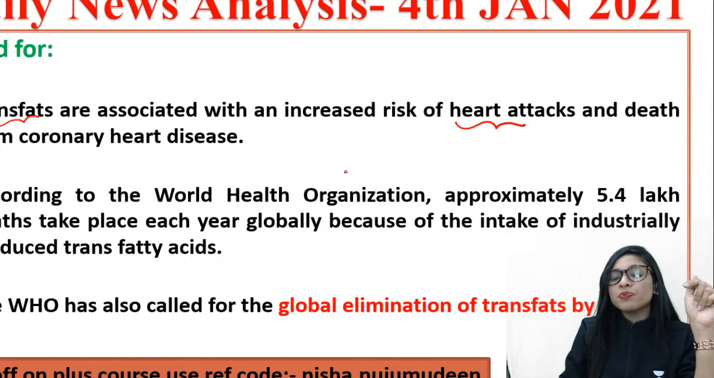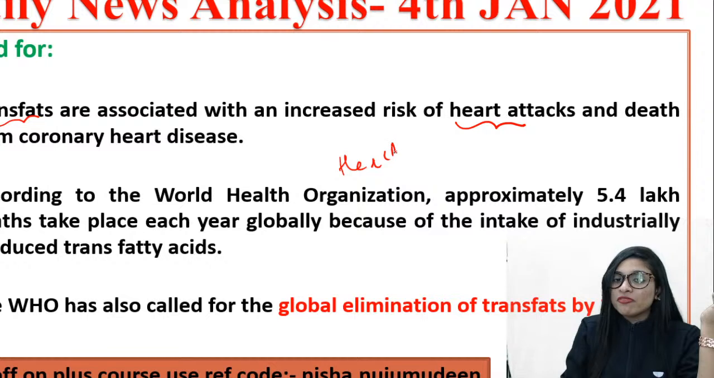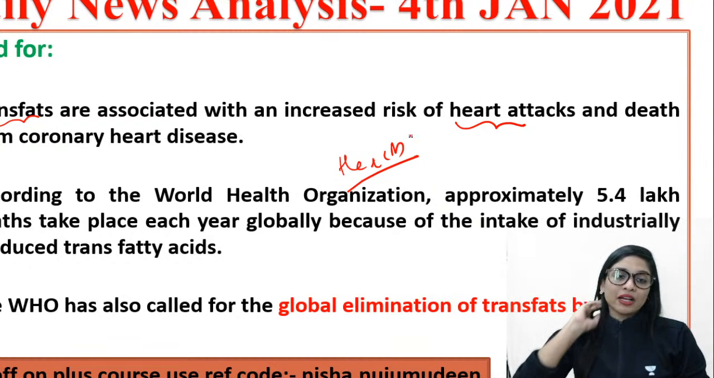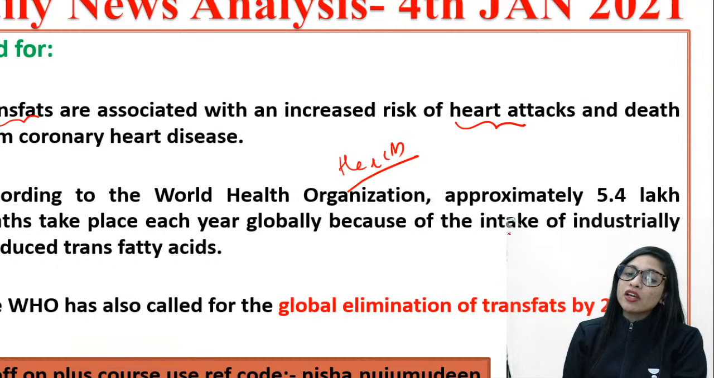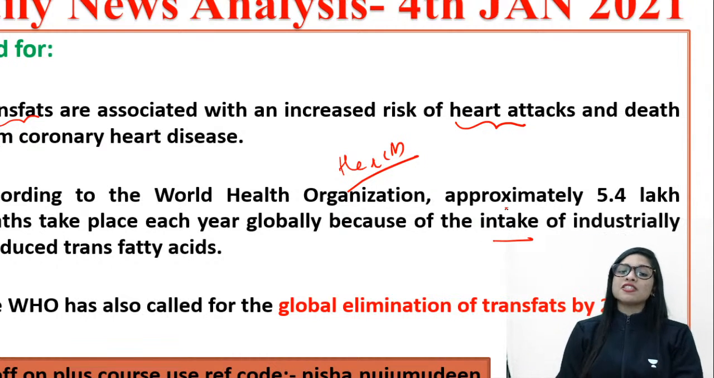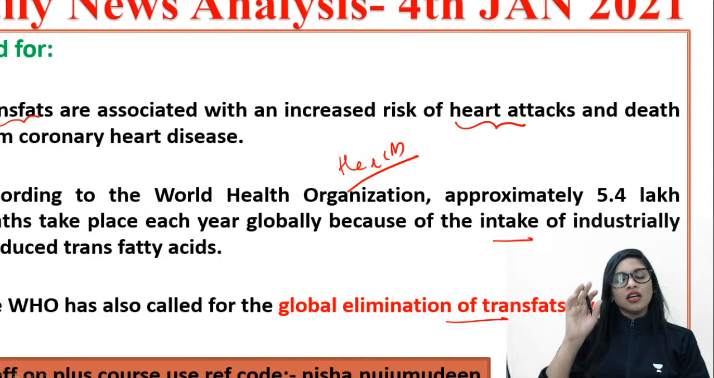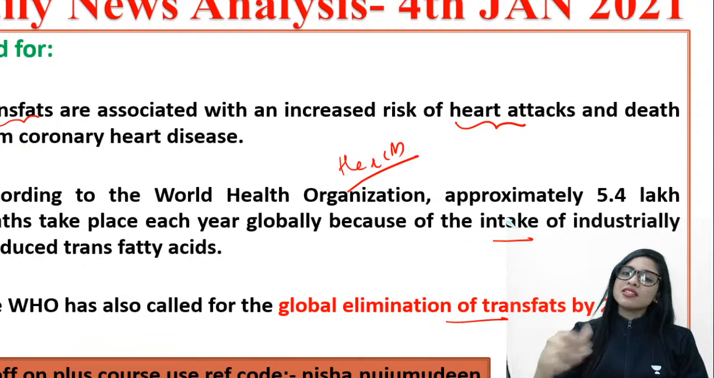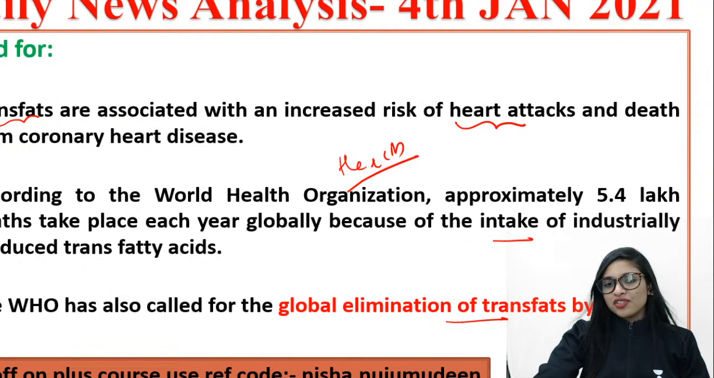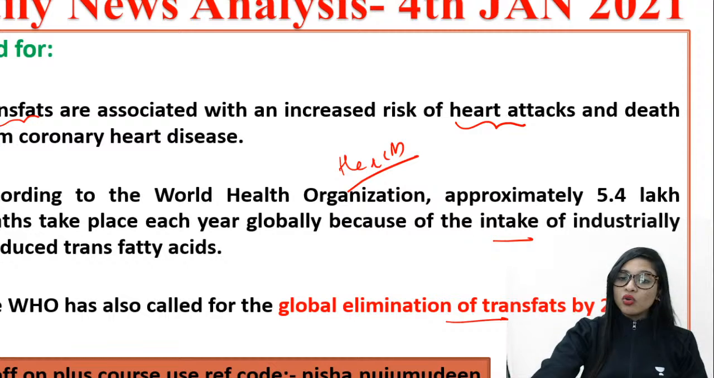And also, as per the World Health Organization, this is coming under the health perspective, my young officers, approximately 5.4 lakh deaths take place every year globally because of the intake of industrially produced trans fatty acid. Thus, the World Health Organization also called for the global elimination of such trans fat by the year 2023. It's very, very important. Otherwise, believe me, the more you take like this, life is over, that's it. It's very, very dangerous. So right now we have to do a lot more to make sure that not just for India but for the entire globe we are eliminating such trans fat. So we have 3 years in hand to do the targeted stuff.